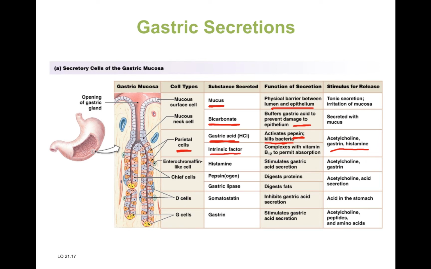The second thing that the parietal cells release is something called intrinsic factor. And we'll cover this later in the semester when we go over vitamin absorption. But really, intrinsic factor is very specific. We need it so that our body can absorb vitamin B12. Okay, I'm not going to focus on it a lot right now, but we'll encounter it in a few weeks. The next group of cells are these enterochromaffin or ECL cells.